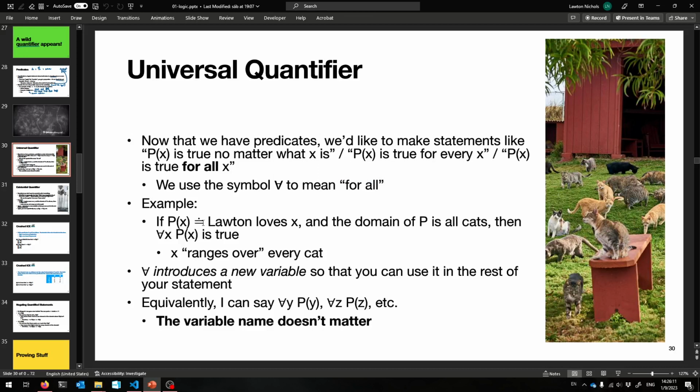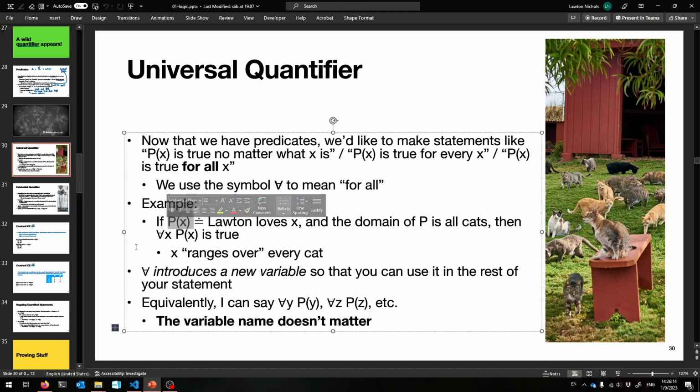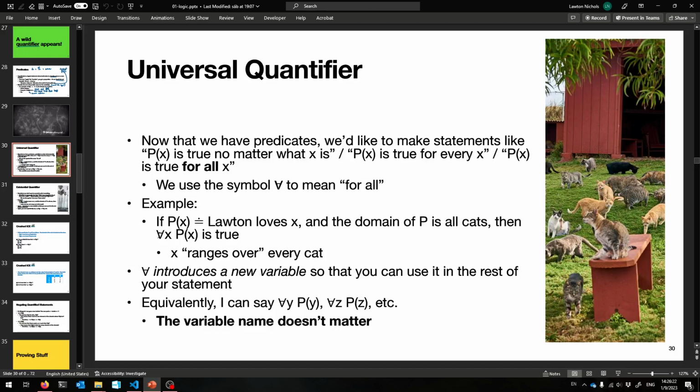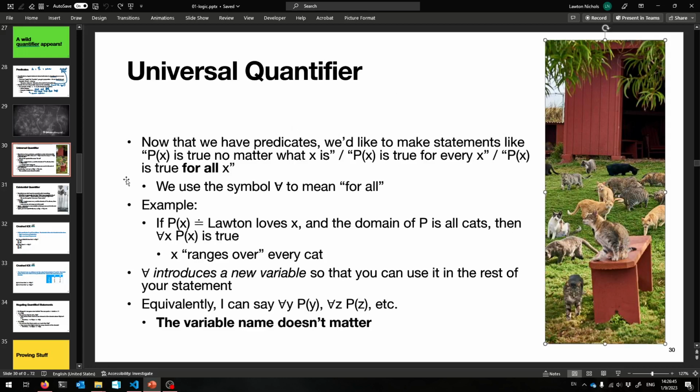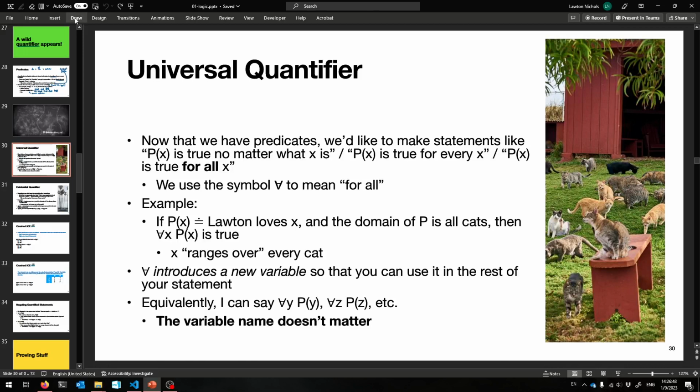For example, let's define P of x to be Lawton loves x, and the domain of P is all the cats in the universe. Then the following statement is true: for all x, P of x. That becomes a proposition at that point, something that can be proven to be true or false. And of course, I love every cat, therefore it's true. So x is allowed to range over every cat. It's like x gets a chance at being my cat, it gets a chance at being every cat in this picture, etc.